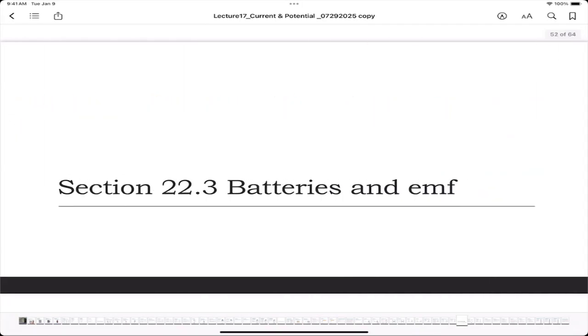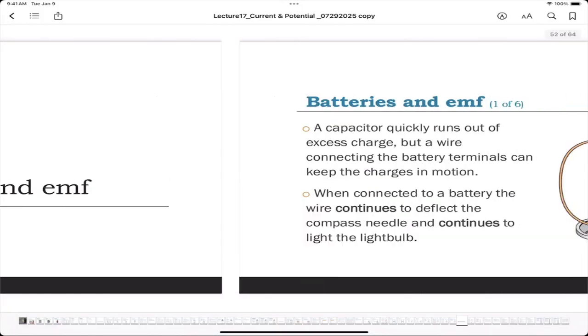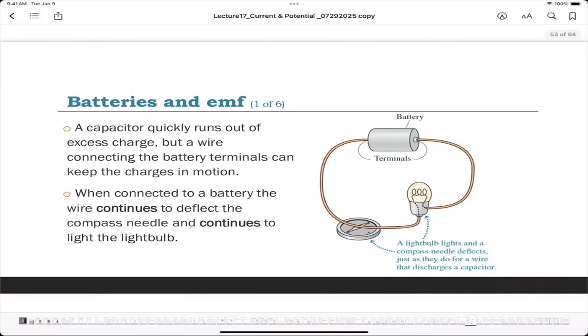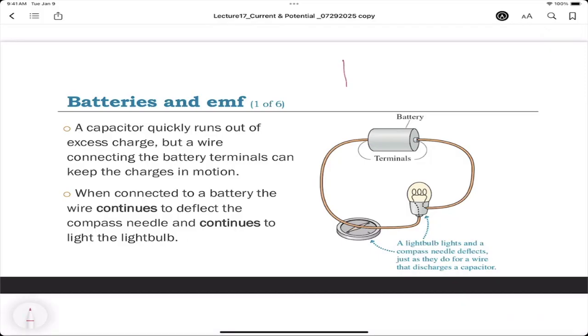Okay, let's talk about batteries and EMF. We know a capacitor quickly runs out of excess charge, but a wire connecting the battery terminals can keep the charges in motion. Yeah, we have already talked about when you connect a wire to a capacitor, like a parallel plate. Sorry, this is the negative.